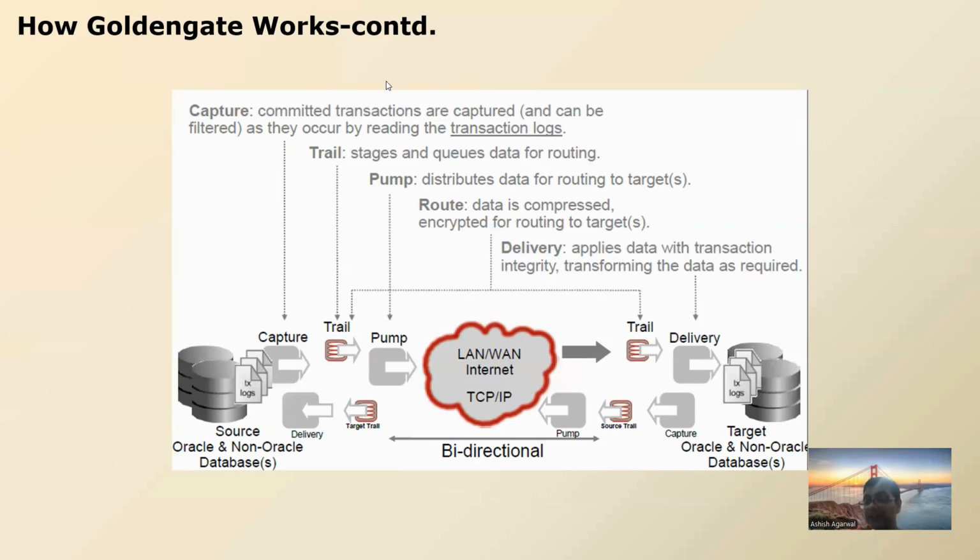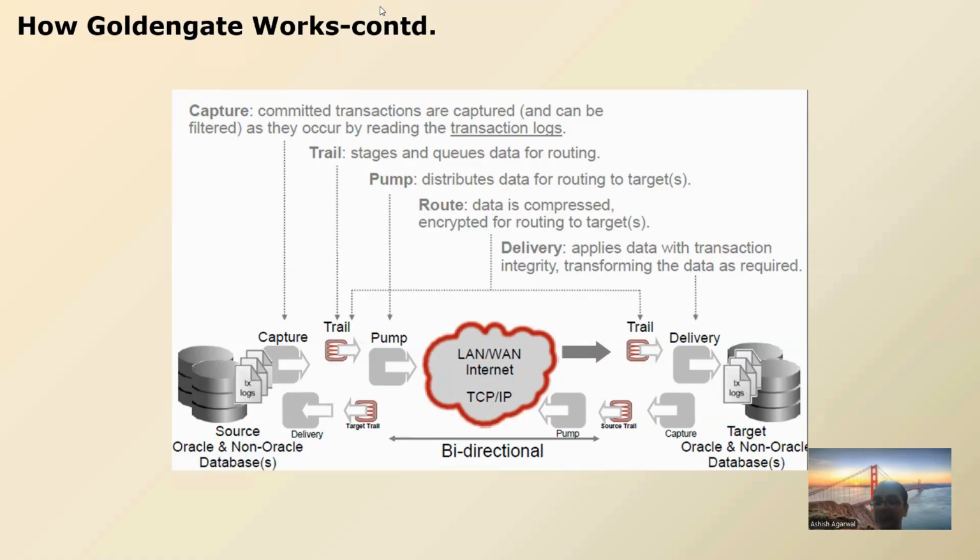So on site B, the extract process will read the data from the transaction logs. Once the data is available in the transaction logs, you will configure the Golden Gate extract process, which reads the data from the transaction logs of site B and writes it to the local trail file on site B. Once the data is available in the local trail file on site B, the data pump process reads the data from the local trail, sends it over the network, and writes it to the remote trail file on site A. Once the data is available in the remote trail file, the replicate process on site A will read the data from the remote trail and apply it to the target database.